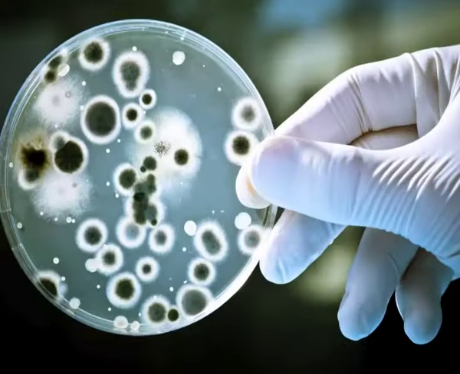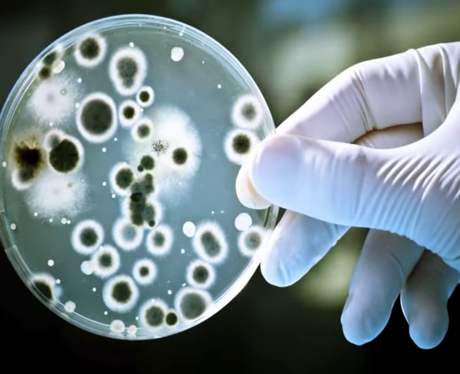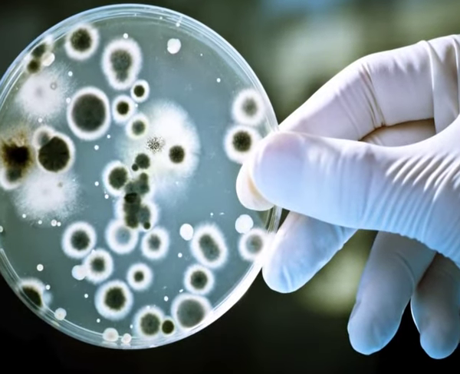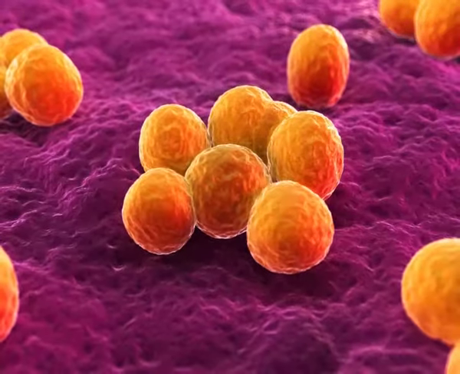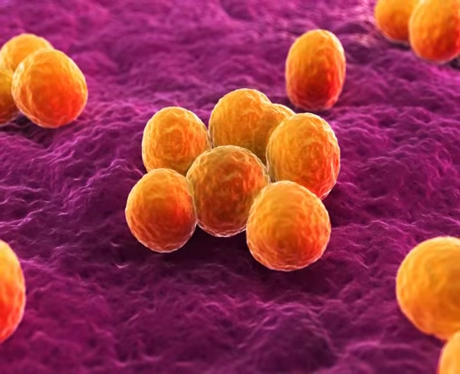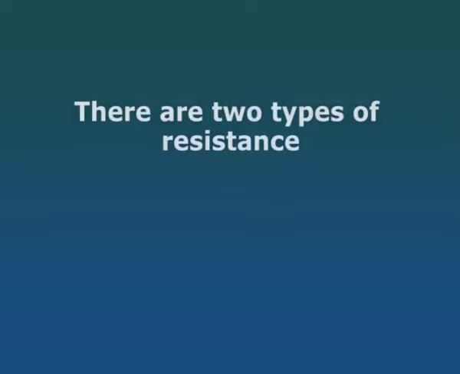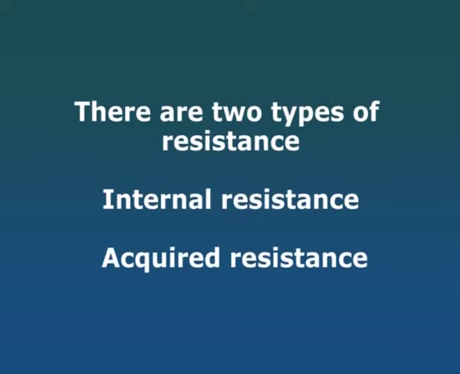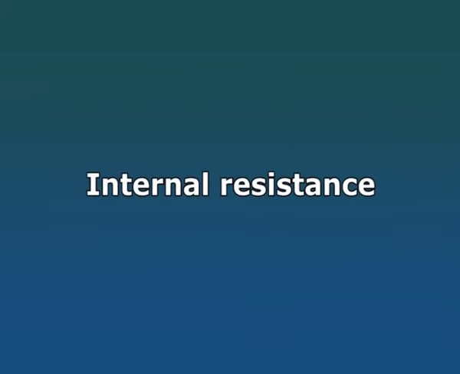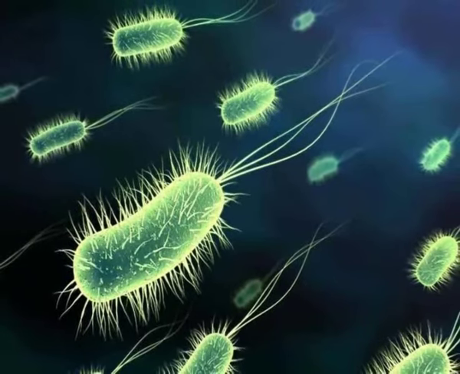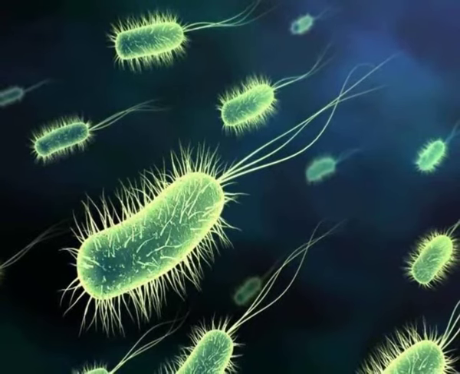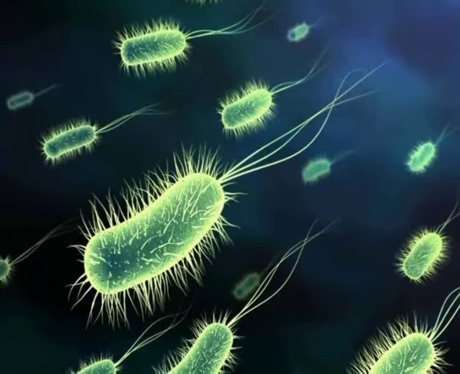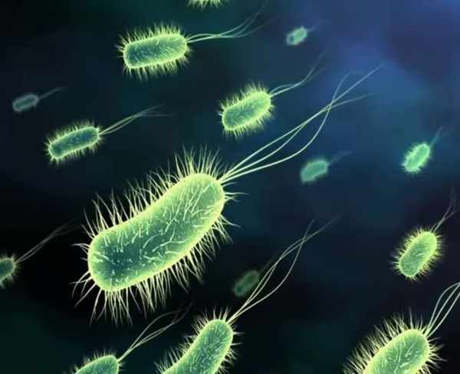Antibiotic resistance. The ability of bacteria and other microorganisms to resist the effects of an antibiotic to which they were once sensitive. Antibiotic resistance is a major concern of overuse of antibiotics. There are two types of resistance, internal resistance and acquired resistance. Internal resistance. This type of microbial resistance is the genetic ability of a microorganism that is coded in the chromosomes and spread to all lines of the given type of microorganisms.